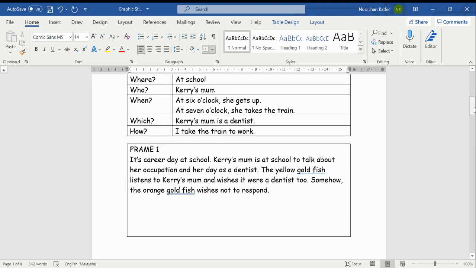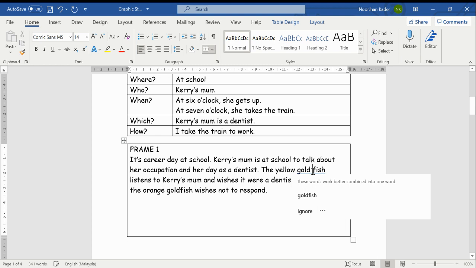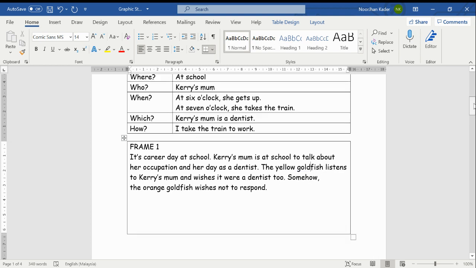Okay, we will start with frame 1. It's career day at school. Carrie's mom is at school to talk about her occupation and her day as a dentist. The yellow goldfish listens to Carrie's mom and wishes it were a dentist too. Somehow, the orange goldfish wishes not to respond. Okay, goldfish has to be together. Goldfish is one word.